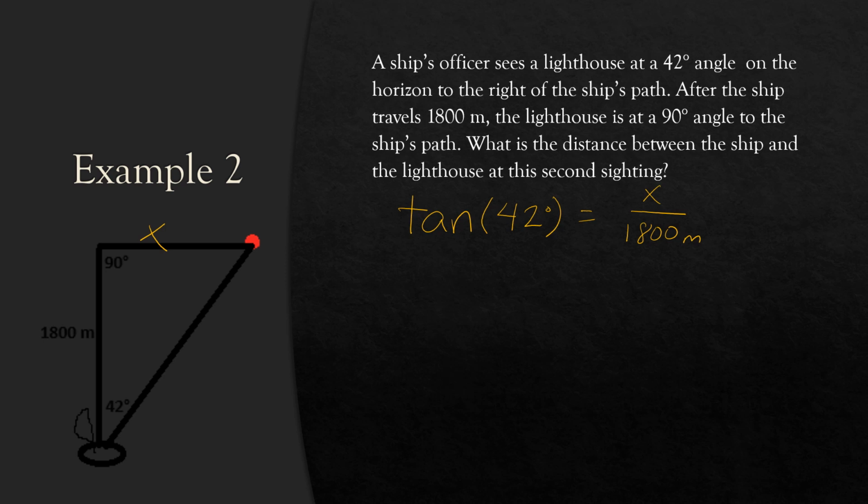When you set it up this way, where you have the trig function equal to the variable on top over the 1,800 meters, it's a little bit easier to put it into your calculator or to do the algebra. Before I even take the tangent of 42 degrees, I'm going to multiply by the 1,800 that's at the bottom of this fraction. So now my equation looks like this. 1,800 times tangent of 42 is equal to x, what I want to know.